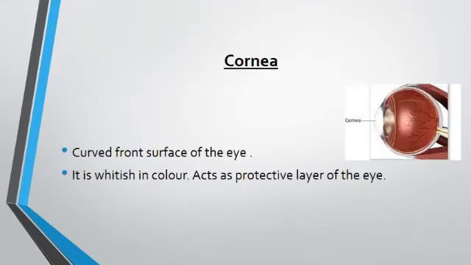The human eyeball is nearly spherical in shape with a diameter of about 2.5 centimeter. Light enters the eye through a transparent curved tough front surface that is known as the cornea. Look at the picture given on your screen. It is the curved front surface of the eye. It is whitish in color, meaning the white of the eye is called cornea. Its main function is protection of the eye, or it is a protective layer for the eye. The space behind it is filled with a liquid called aqueous humor.